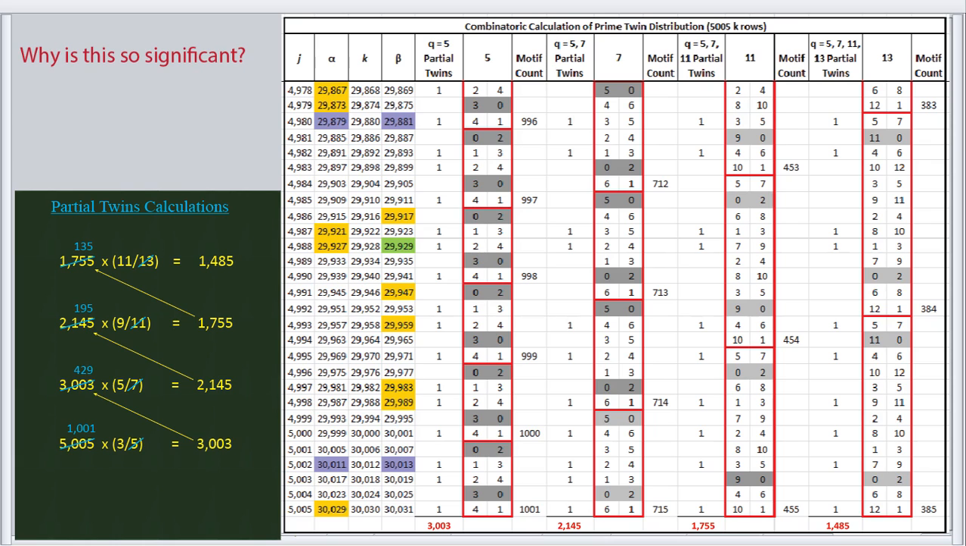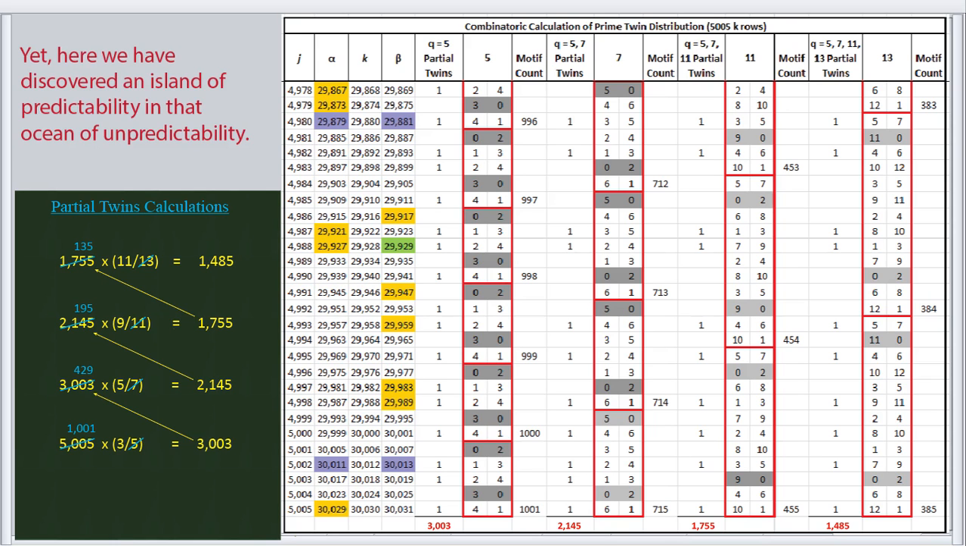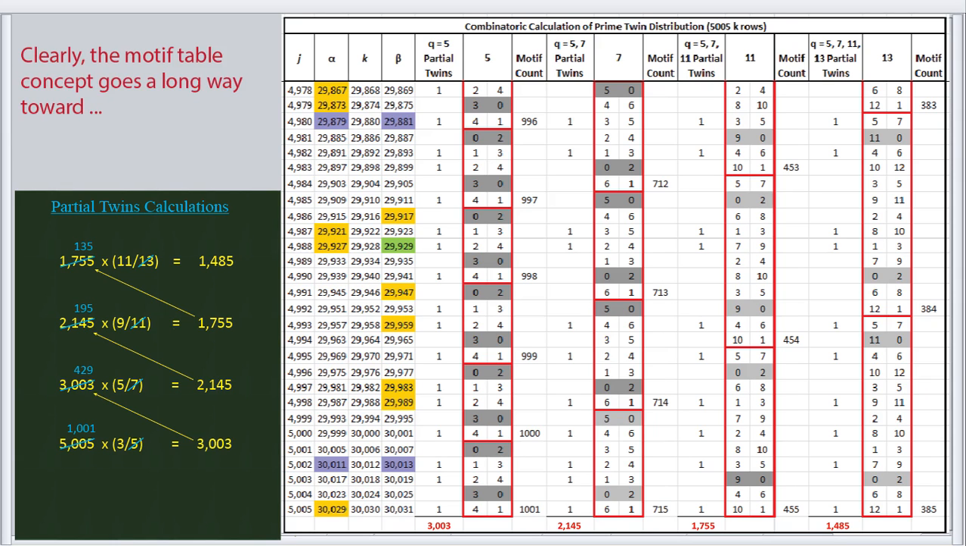Why is this so significant? It's because what we are discussing is the distribution of prime numbers, which is normally shrouded in mystery. Their distribution is thought to be, above all, unpredictable. Yet here we have discovered an island of predictability in that ocean of unpredictability. Clearly, the motif table concept goes a long way towards setting forth the logic behind the distribution of prime twins.